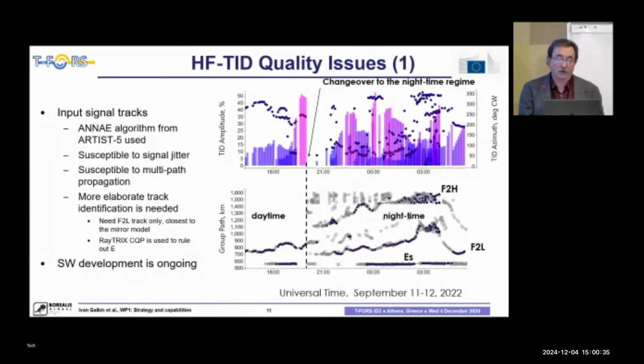So we only use this technique to rule out the E layer because we run our ray tracing algorithm, and quickly it says which is the typical group path for the E layer signal, so we can rule out the E layer. But otherwise, you see there are multiple solutions for the angle of arrival, the angle of propagation of the wave.